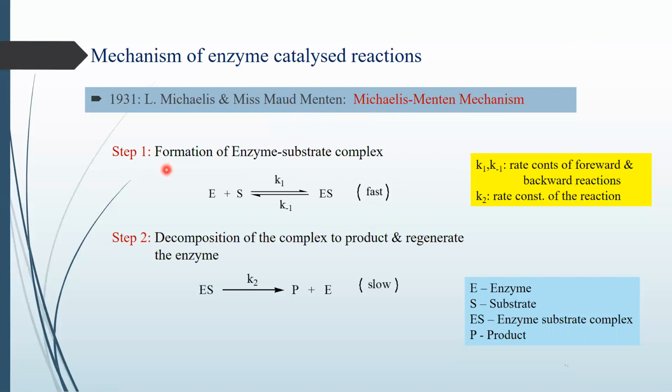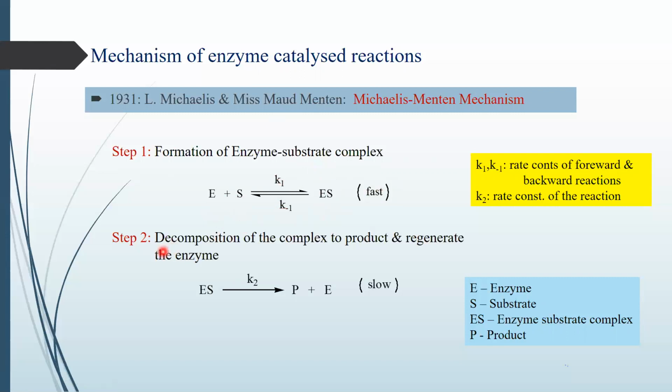In the first step, the enzyme and substrate combine together to form an enzyme substrate complex. Here E represents the enzyme and S represents the substrate. The enzyme and substrate combine to form a highly reactive enzyme substrate complex. It is a fast reaction. K1 and K minus 1 are the respective rate constants of the forward and backward reaction.